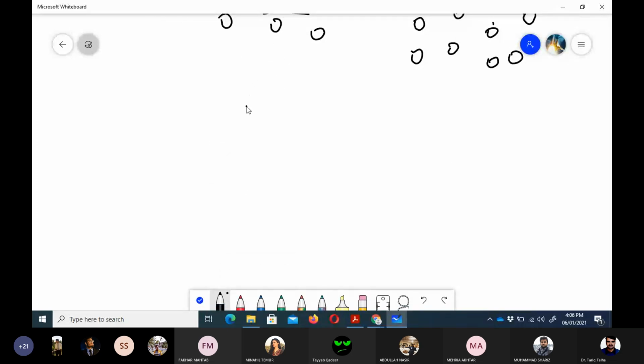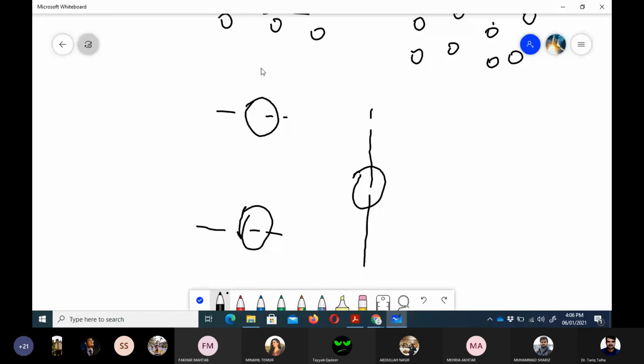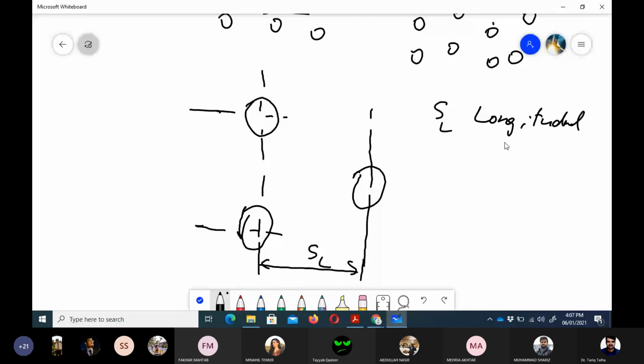So if I draw these three tubes, and if this is its center line, there are three types of dimensions involved here. One is the center distance between two adjacent tubes, that is called SL. SL is the longitudinal pitch.